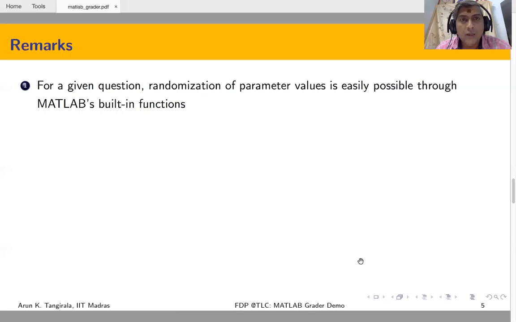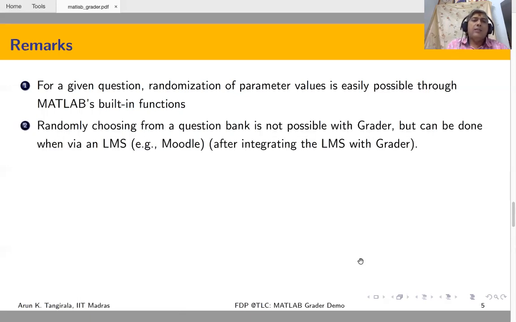It turns out that you can randomize parameter values in MATLAB using MATLAB's built-in functions. So you could draw parameter values from a Gaussian distribution, uniform distribution, or some other distribution, and make sure that each student sees a different kind of problem, not exactly the entire problem, but at least a different setting. On the other hand, it is presently not possible with Grader to choose randomly from a question bank.